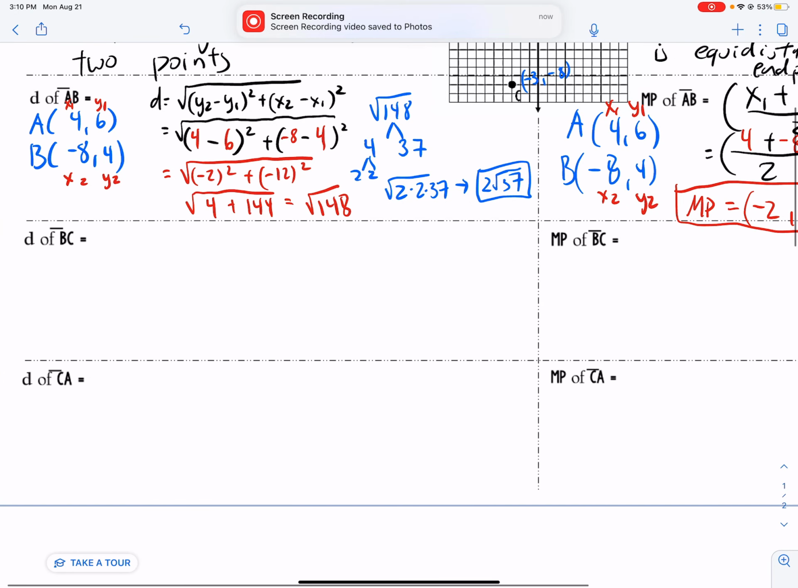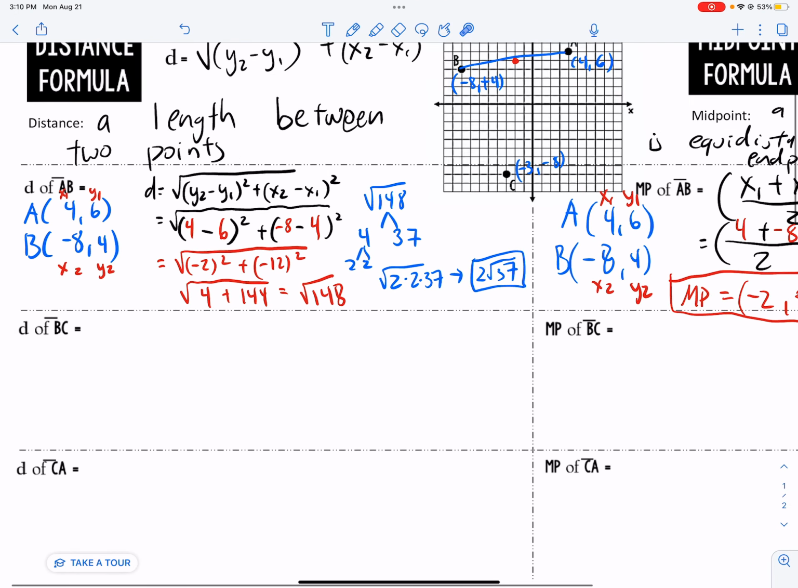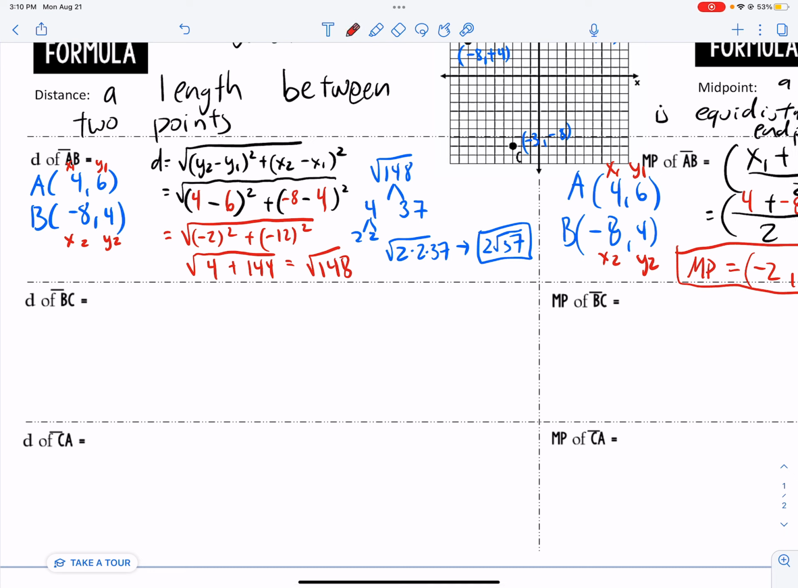All right, next we're going to find the distance between B and C. So to find a distance, we probably need the points. Let's write down the points of B and C. B is at -8, 4, and C is at -3, -8.